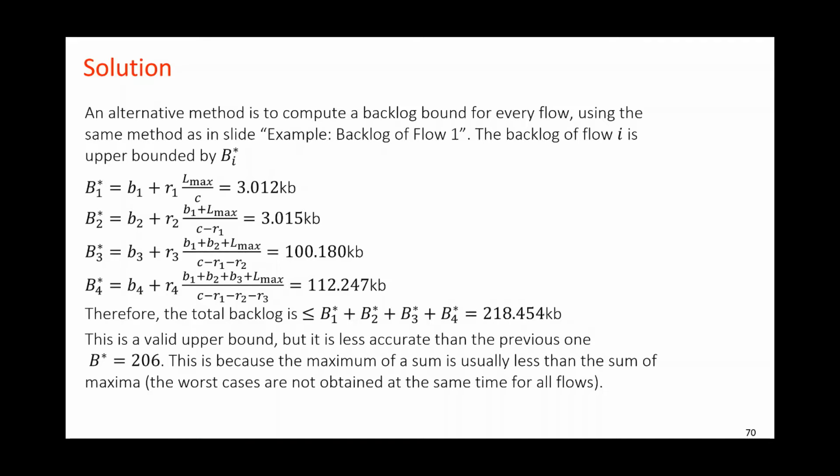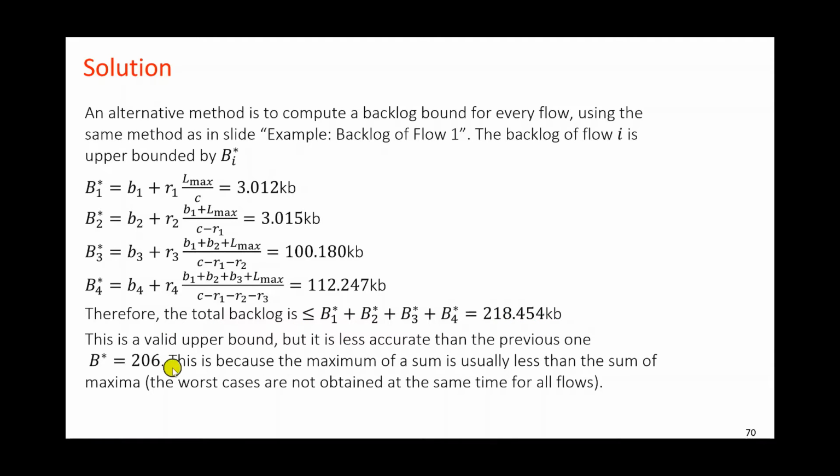If we have a service curve and an arrival curve, we can also compute a backlog bound. I did it here for the 4 flows. This is the maximum amount of backlog of any of the 4 flows that can be present in the system. Therefore, if I take the sum, it is certainly an upper bound on what we can find. The sum is 218 plus something kilobit per second.